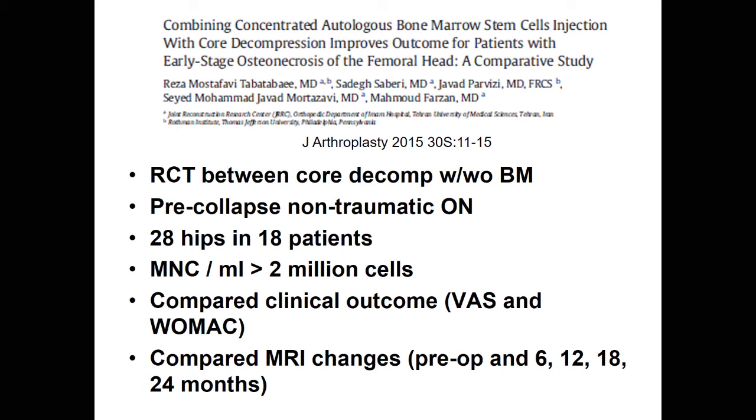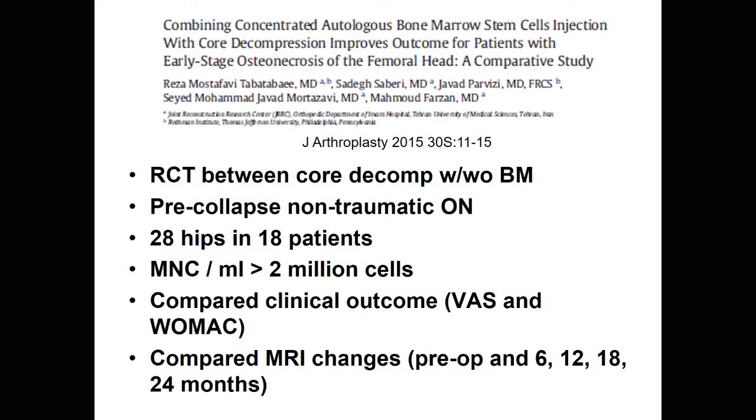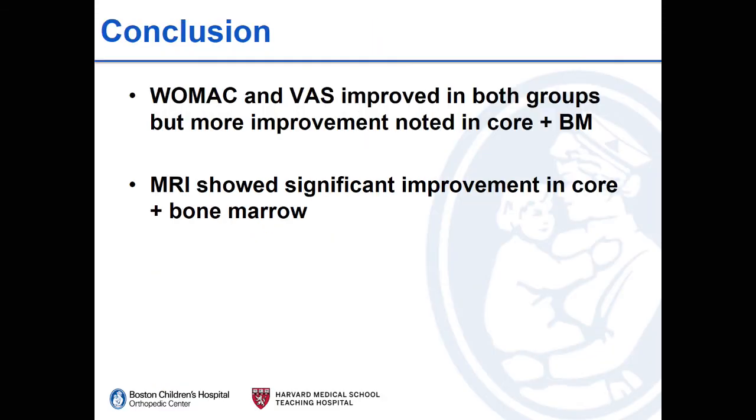Now, there are actually published randomized control studies using this technique. This is a recently published study from Iran, where they looked at pre-collapsed femoral heads. They randomized into core decompression with and without bone marrow. They were careful enough to count the number of cells in the injection. They looked at clinical outcome, and they also followed these patients with MR before and after the treatment to see what's happening in the femoral head. And what they found is that the pain improved in both groups, but the core decompression with bone marrow had better improvement, and also on MR, they showed an improvement in the femoral head in terms of the necrosis.